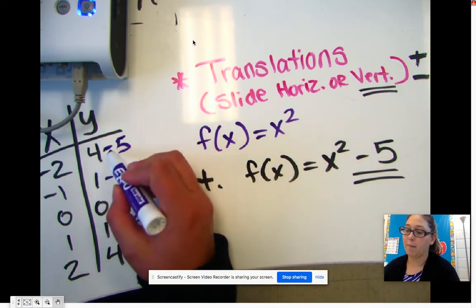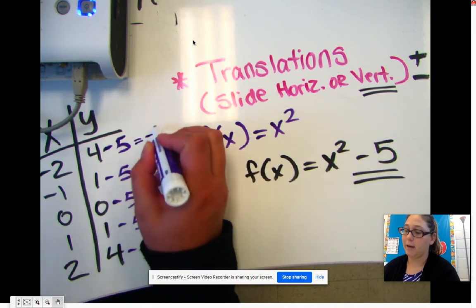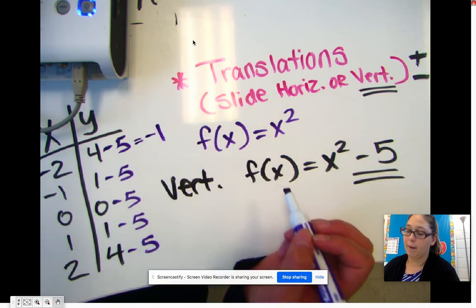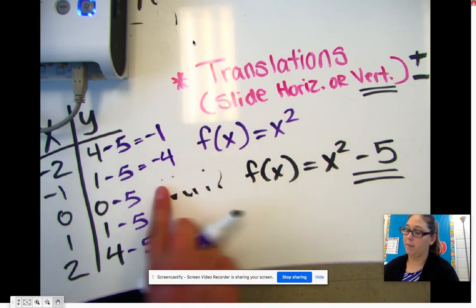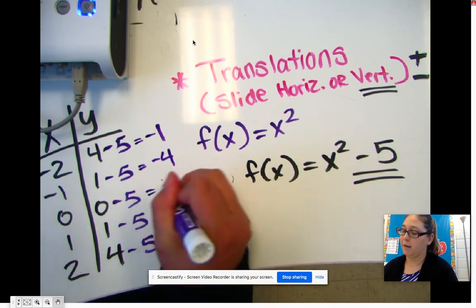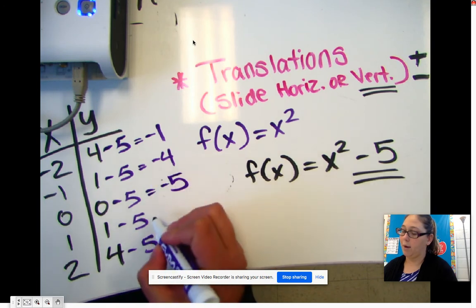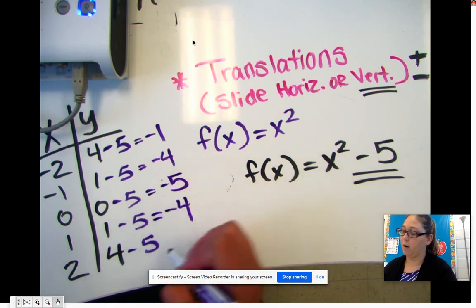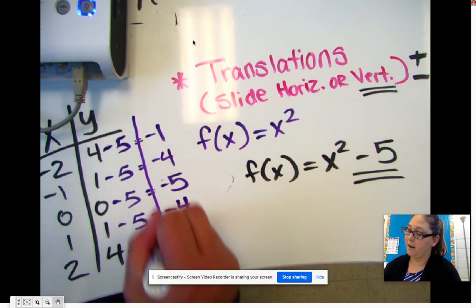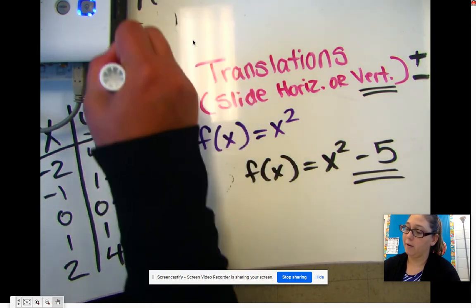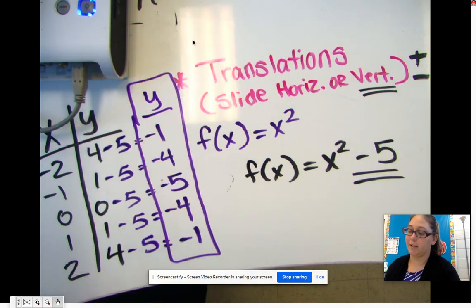So 4 minus 5 gives me -1. 1 minus 5 gives me -4. 0 minus 5 gives me -5. 1 minus 5 gives me -4. And 4 minus 5 gives me -1. These are now your new y values. And so if I graph this, the x's stayed the same, and the y values are the ones that changed.